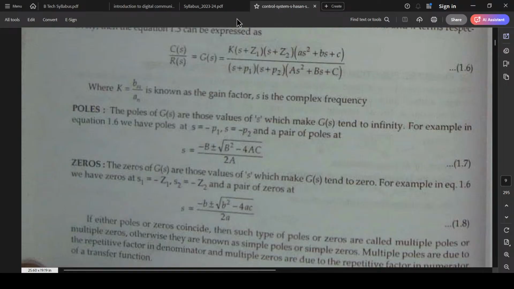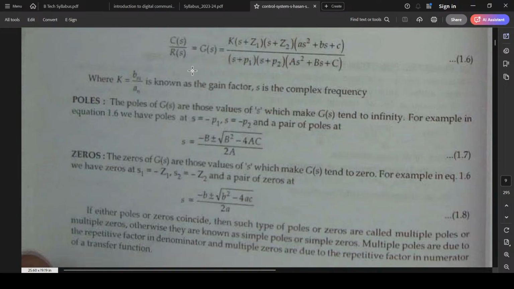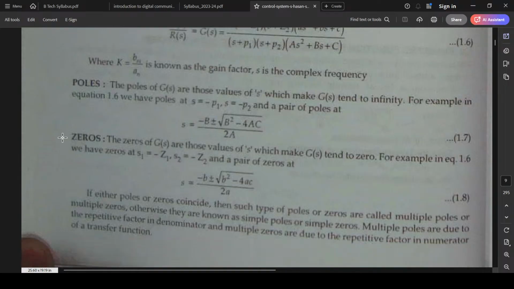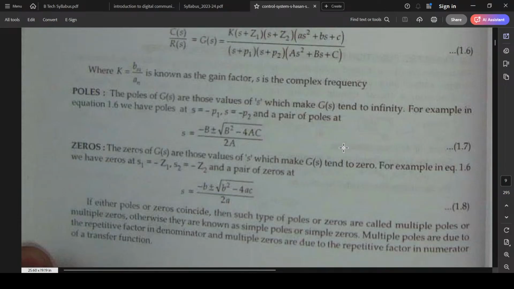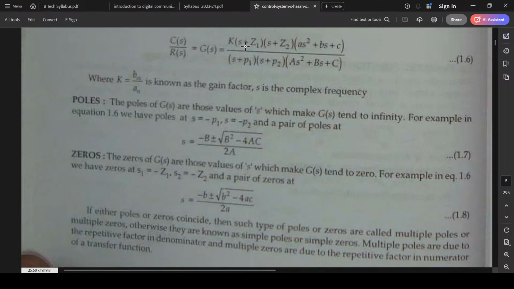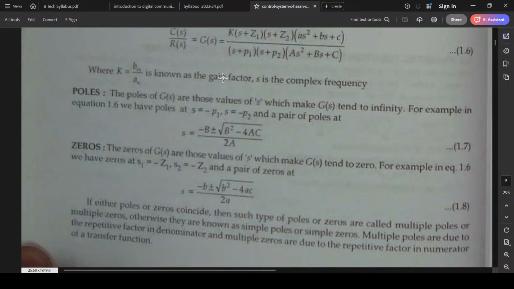So the same thing I just told on the whiteboard. Then these two brackets will be pretty simple: minus p1, minus p2, and this will become minus b plus minus root of b square minus 4ac over 2a. Similarly, the zeros are those values of s for which G(s) tends to 0. So we have to equate this numerator to 0. So you can say s becomes minus z1, s becomes minus z2, and solve this equation.